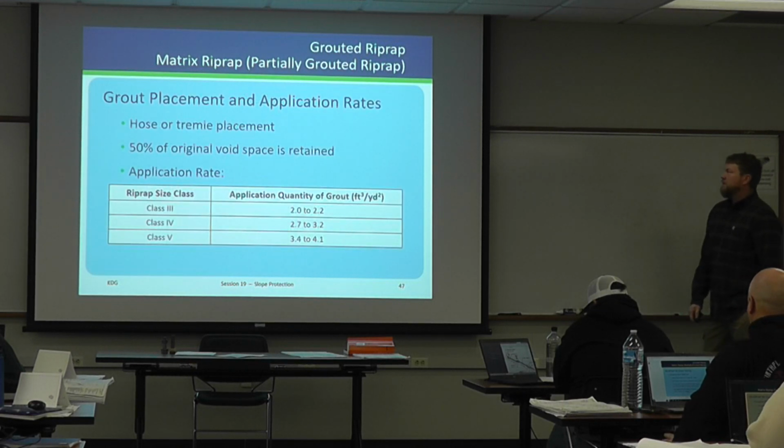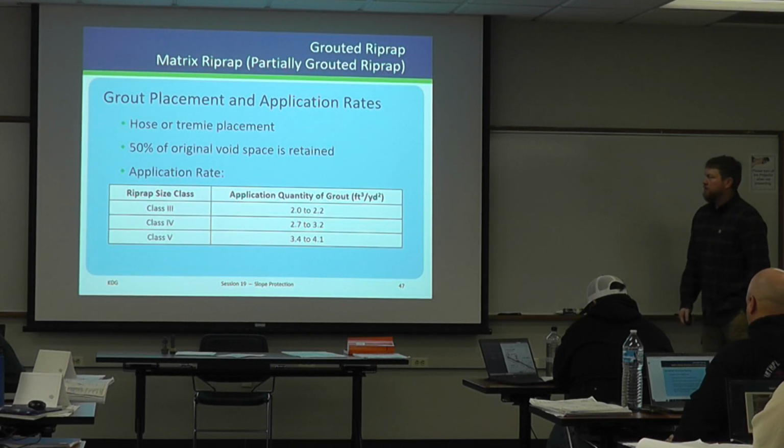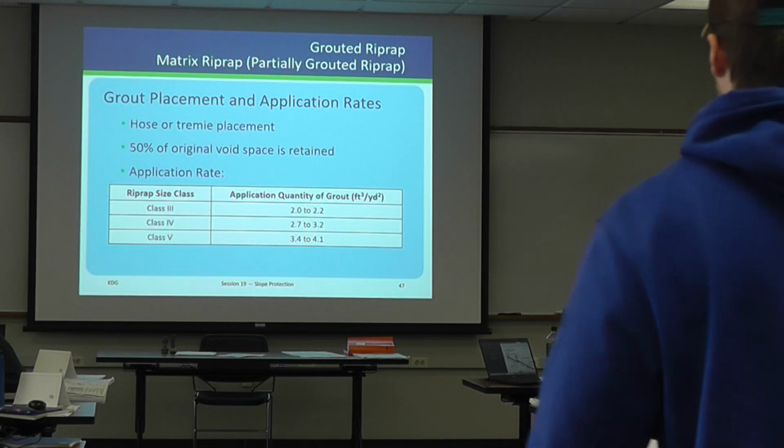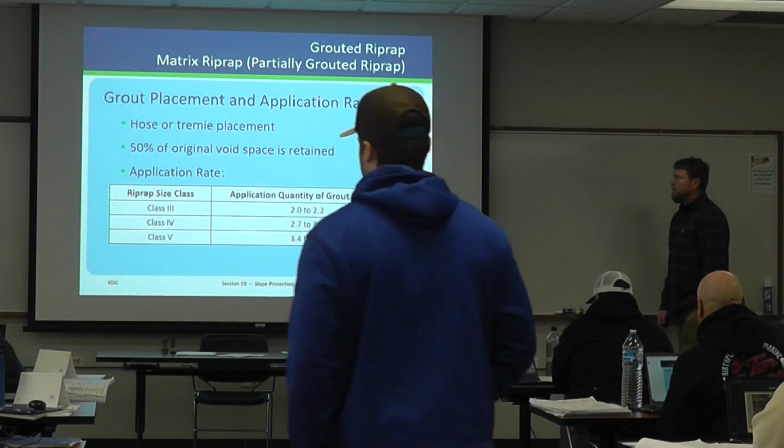There are application rates and application codes. Again, you want 50% of the voids left, so that Rice Krispie bar. And again, I won't expect you to remember these application rates, but they're in that spec.